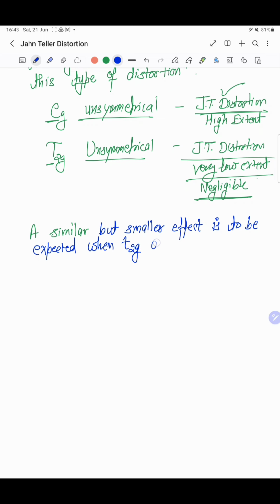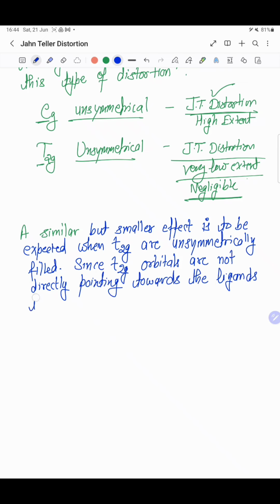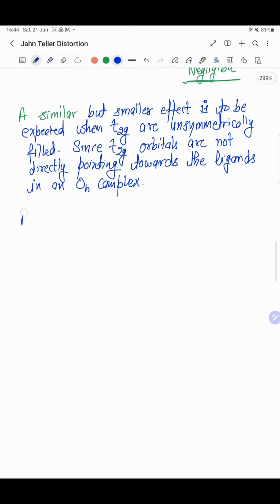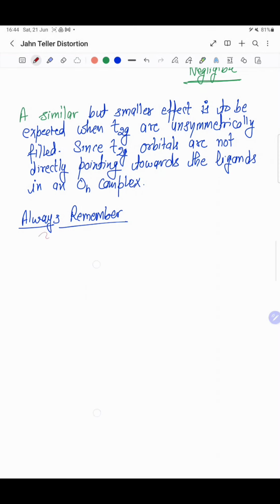Because the extent can be expected to be high, and a similar but smaller effect is to be expected when the t2g orbitals are unsymmetrically filled, since t2g orbitals are not directly pointing toward the ligands in an octahedral complex. So there is a very low value of Jahn-Teller distortion.